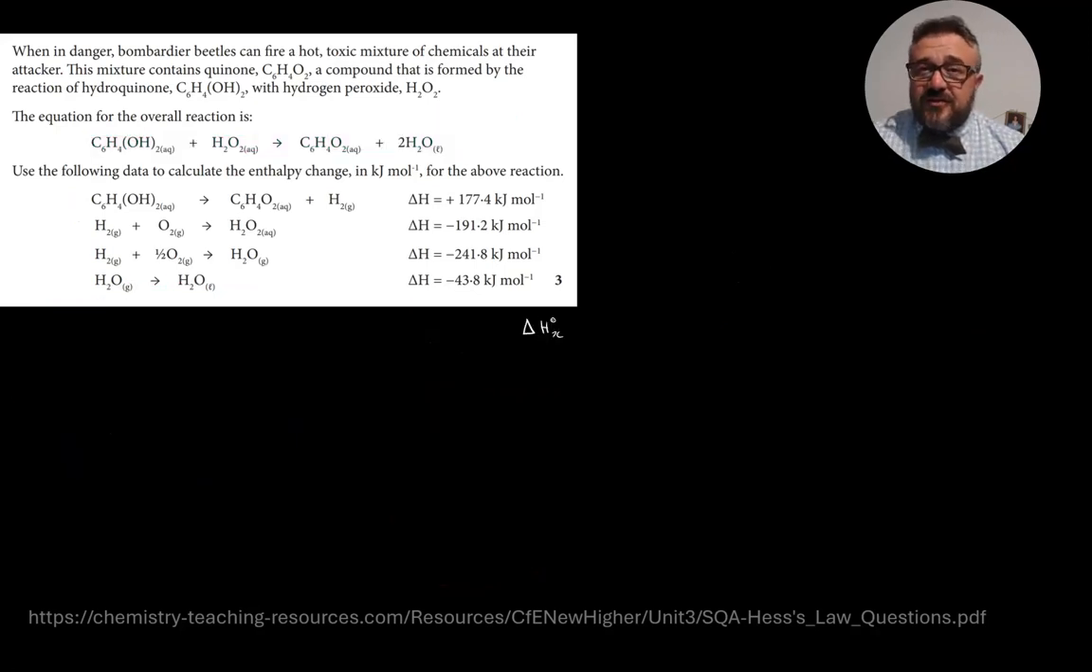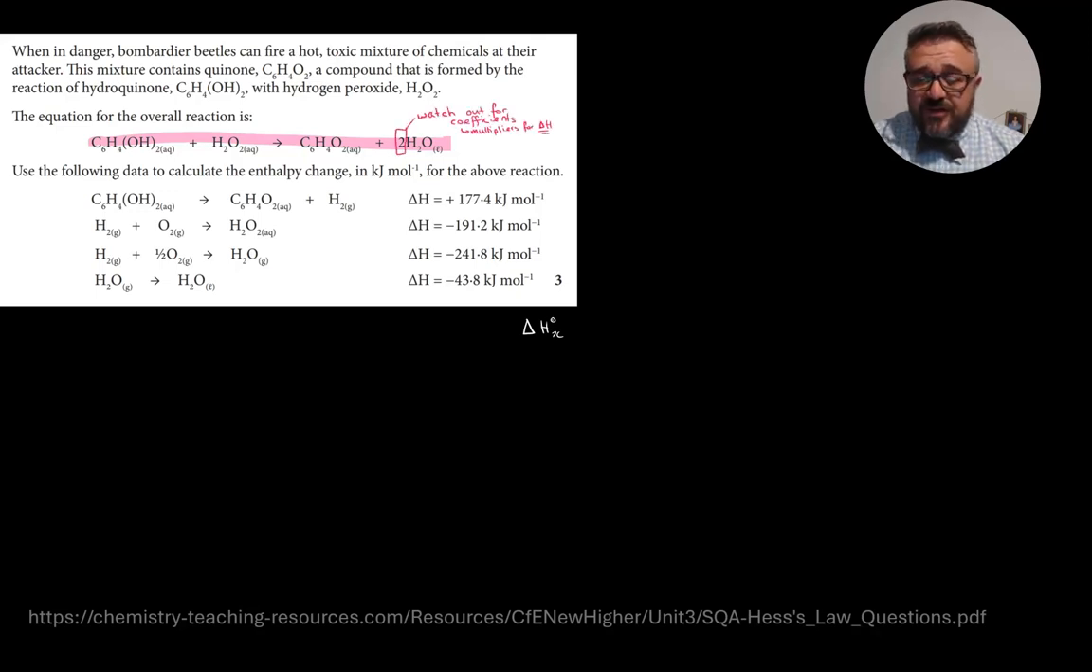Let's have a look at this one using just the equations. We won't do the cycles here. So, when in danger, the bombardier beetle can fire a hot toxic mixture of chemicals at their attacker. Excellent. Seems familiar. The mixture contains quinone, C6H4O2, a compound formed by the reaction of hydroquinone, C6H4(OH)2, with hydrogen peroxide. Nice. The overall equation is this. So we've got the hydroquinone plus hydrogen peroxide gives us quinone plus water liquid. Alrighty. Now, this is our target equation.